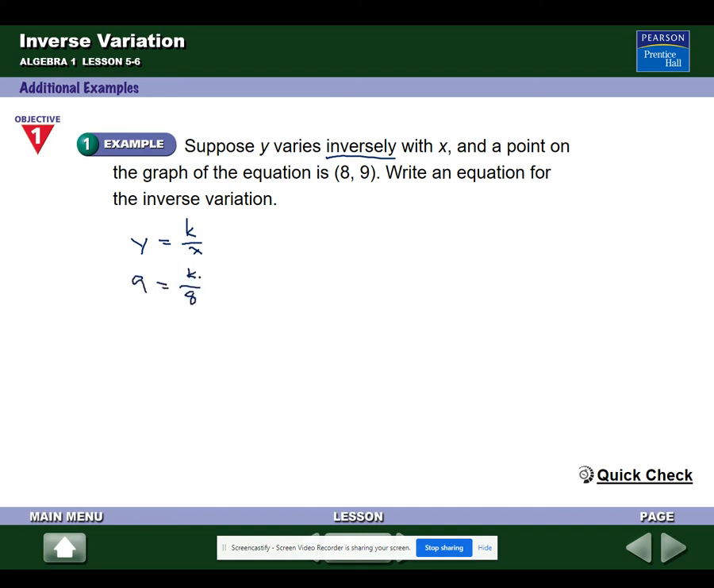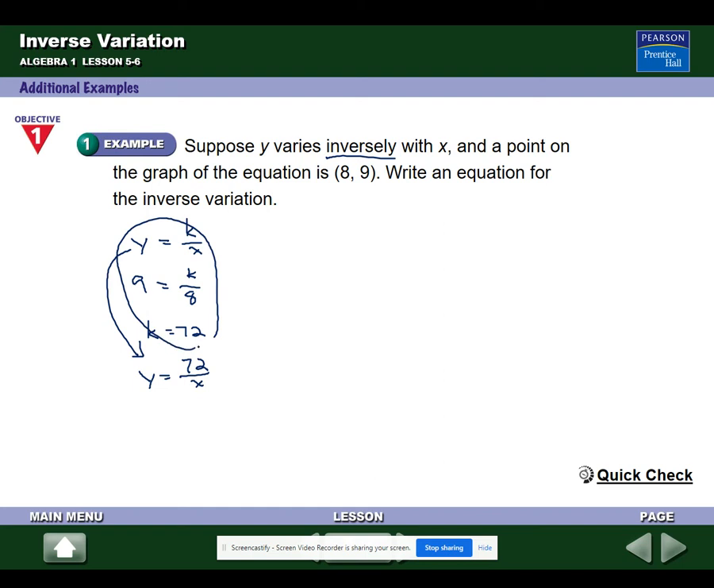And we want to find the k value, so you'd get it by itself. Since it's being divided by 8, you would multiply by 8. 9 times 8 is 72. The k value is 72. Then you can rewrite this equation with 72 in for k, and you have the equation. They want us to write the equation for the inverse variation.